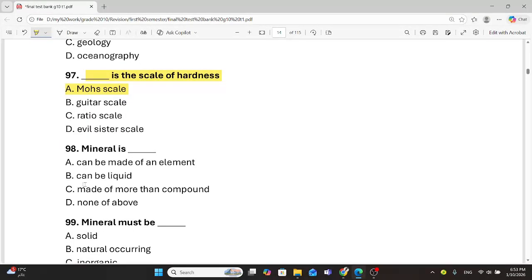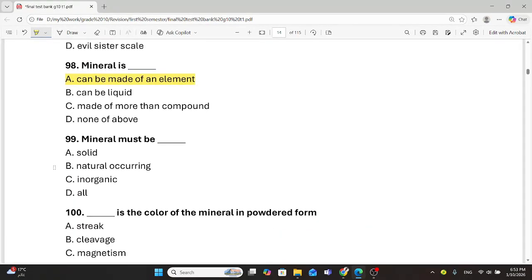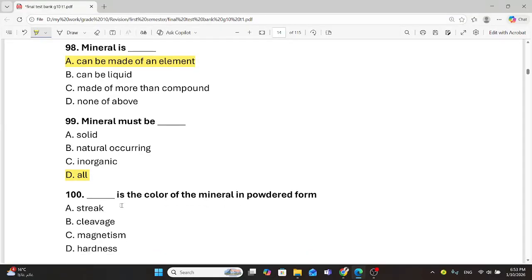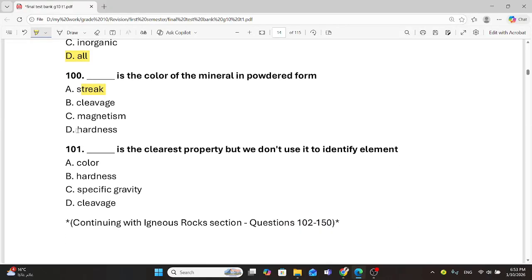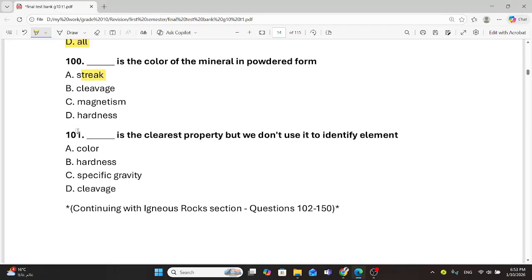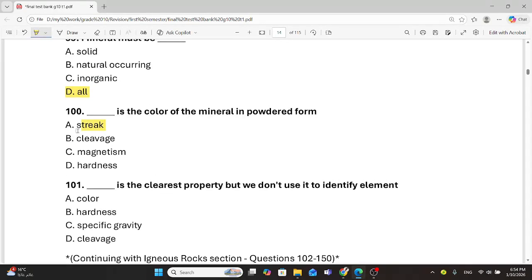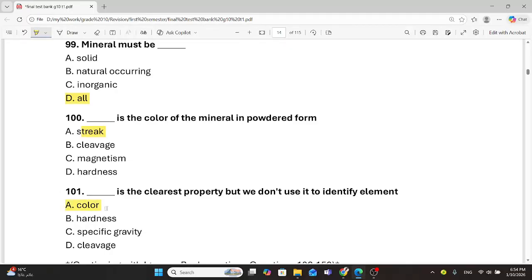طيب a mineral can be made of an element ولا made of more than one component ولا can be liquid ولا none of the above: can be made of an element. Mineral must be solid, naturally occurring, inorganic and all هتبقى all of the above. طيب what is the color of mineral in powdered form ده الستريك. طيب color is the clearest property but we don't use it alone to identify.